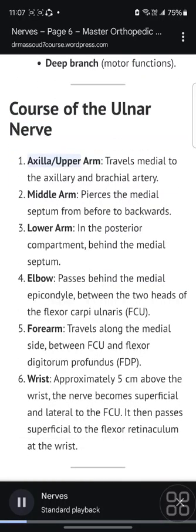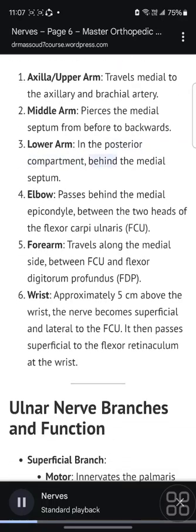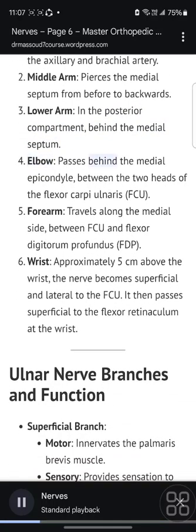Course of the ulnar nerve. 1. Axilla, upper arm. Travels medial to the axillary and brachial artery. 2. Middle arm. Pierces the medial septum from before to backwards. 3. Lower arm. In the posterior compartment, behind the medial septum. 4. Elbow. Passes behind the medial epicondyle, between the two heads of the flexor carpi ulnaris, FCU.